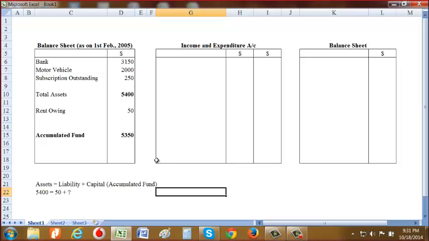Now you tell me, you understood this? So first we need to prepare this opening balance sheet. Opening balance sheet, why opening balance sheet? Because this is the first day.